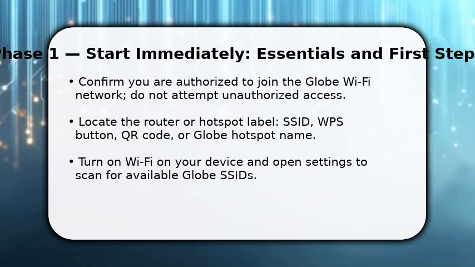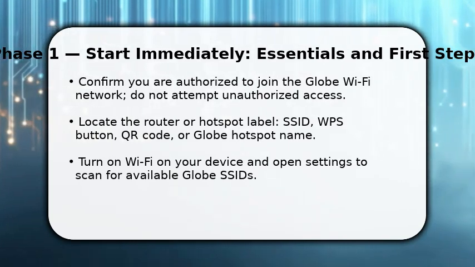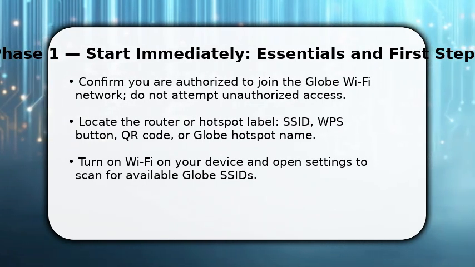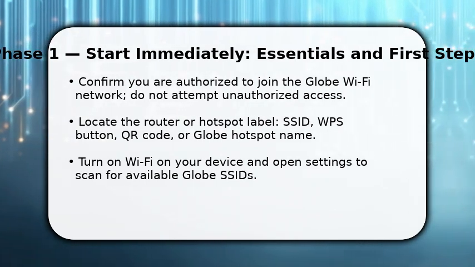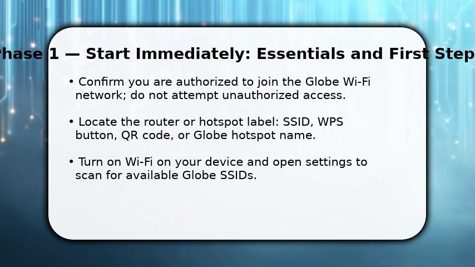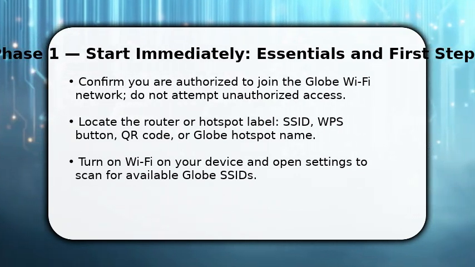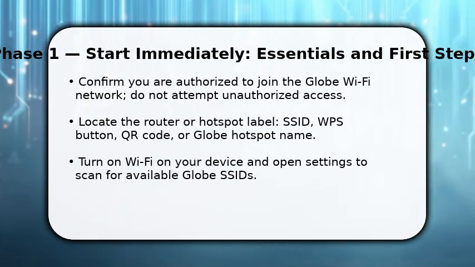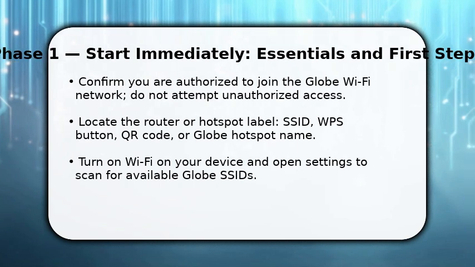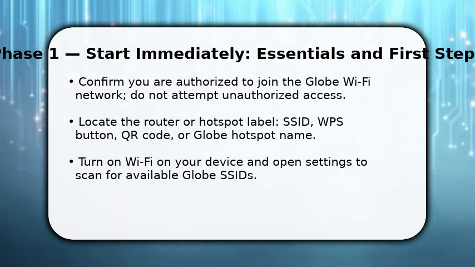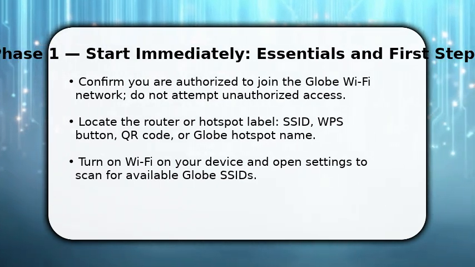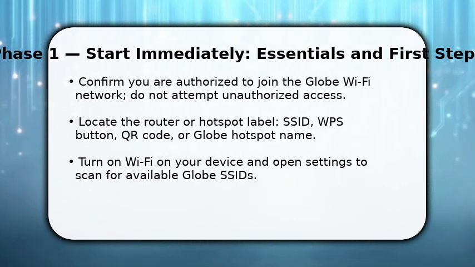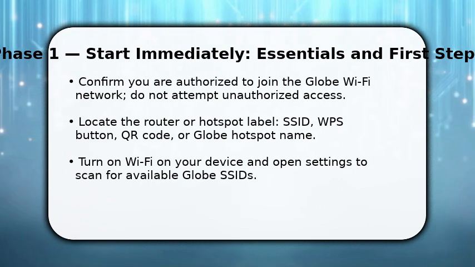You start by confirming authorization because permission avoids legal and ethical issues. Once done, walk to the Globe router or hotspot and look for the label, SSID, a QR code, or a WPS button. Make sure your device Wi-Fi is on and scanning. You want the Globe SSID to appear. If you see several Globe names, note the one printed on the router. This first step speeds up the process and prevents you from trying methods that won't match the device you're connecting to.